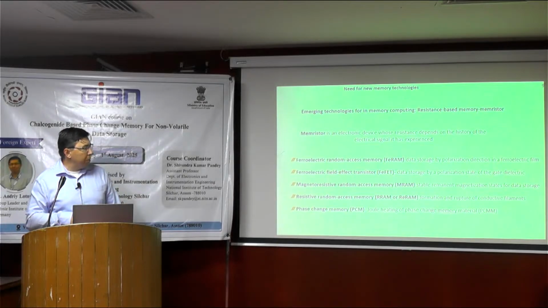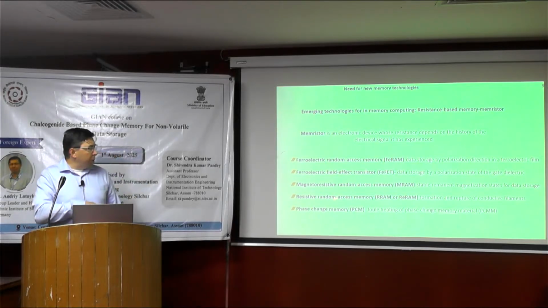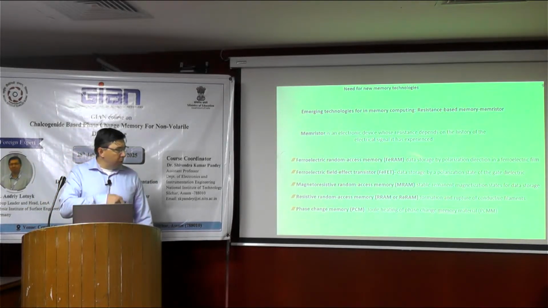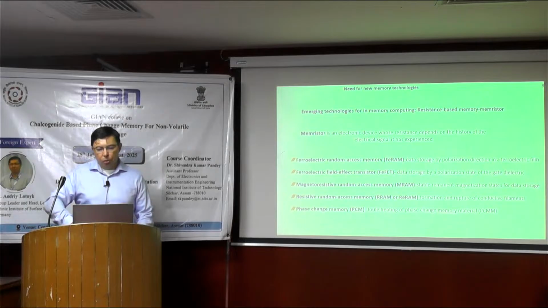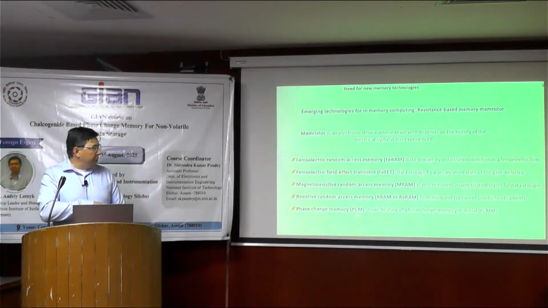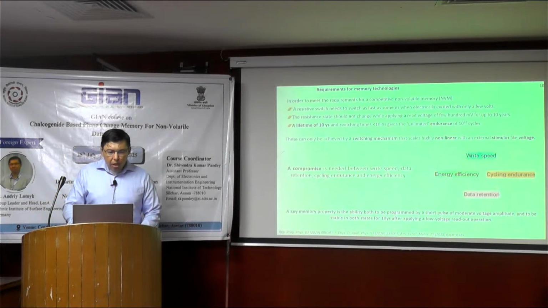Magnetoresistive random access memory: here the stable remanent magnetization states are used for data storage. Resistive random access memory: formation and rupture of conductive filaments. And phase change memory is also on this list. It's based on Joule heating of phase change materials. Also, there are types of PCM which are based on resistive switching or formation of filaments. I will talk about this.